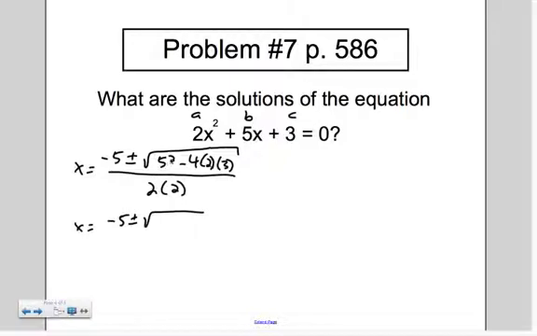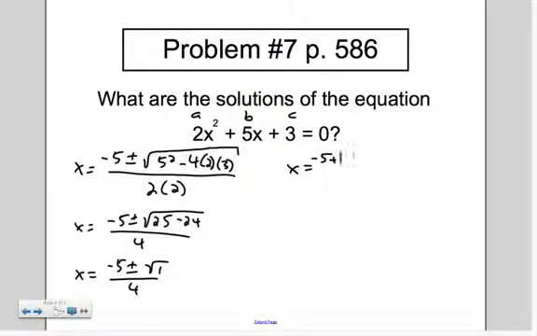And we have 5 squared is 25, minus 4 times 2, 8, times 3 is 24, 2 times 2 is 4. So x equals negative 5 plus or minus the square root of 1, divided by 4. The square root of 1 is 1. So we have two different cases. Either x equals negative 5 plus 1 divided by 4, or x equals negative 5 minus 1 divided by 4.